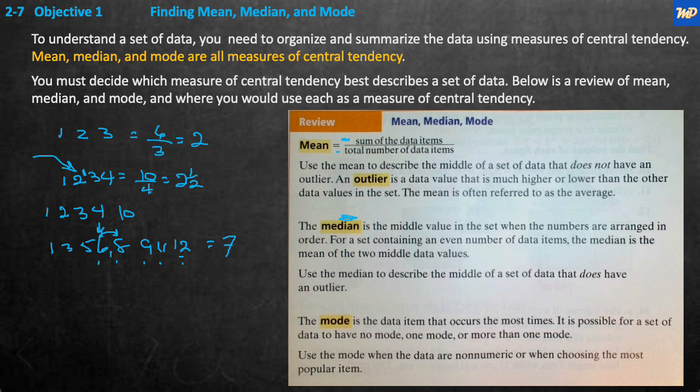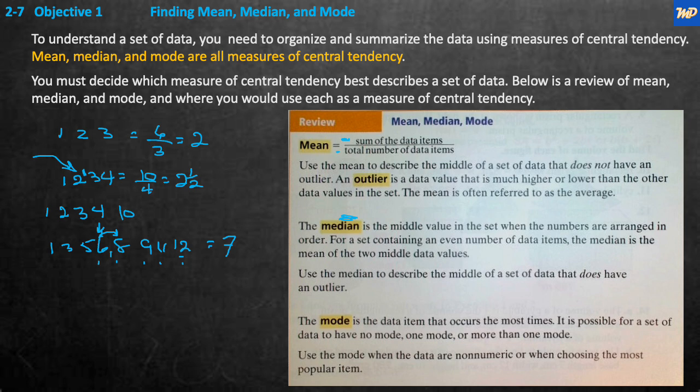Okay, and then finally the mode. Use the median to describe the middle of a set of data that does not have an outlier. Again, if you have an outlier, usually we end up throwing those away, unless your teacher, as you're in school, wants you to account for everything or tells you to get rid of outliers. That's kind of up to your teacher or instructor.